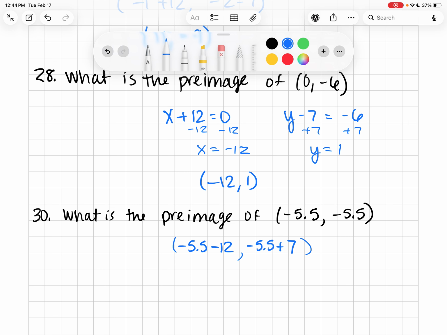So again, I'm changing the signs because I'm working backwards. I'm going from the image to the pre-image, and I could do it this way. So this would be negative 17.5 and positive 1.5. So two different ways in 28 and 30 to do the same thing. Either way is fine, but I would recommend again that you show work, especially on those ones where you're going backwards since it's the opposite sign.